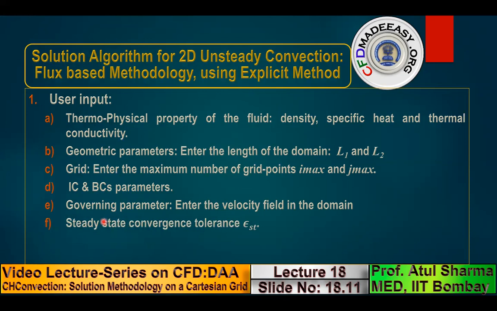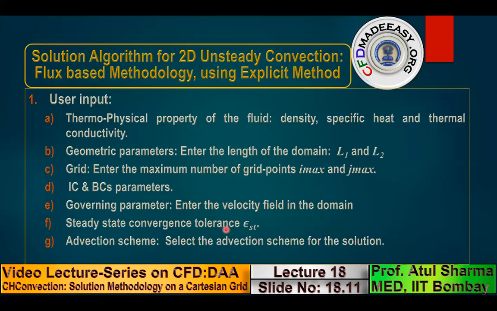Since you are solving for unsteady state convection, there is the steady state convergence tolerance that you have to prescribe as a user. And for a convection problem, you have to select the advection scheme for the solution. There are many advection schemes, as I mentioned. So whenever you develop a computer program, for a particular program we'll use a particular advection scheme that a user has to choose. So in this step, the user has to select an advection scheme for the solution.